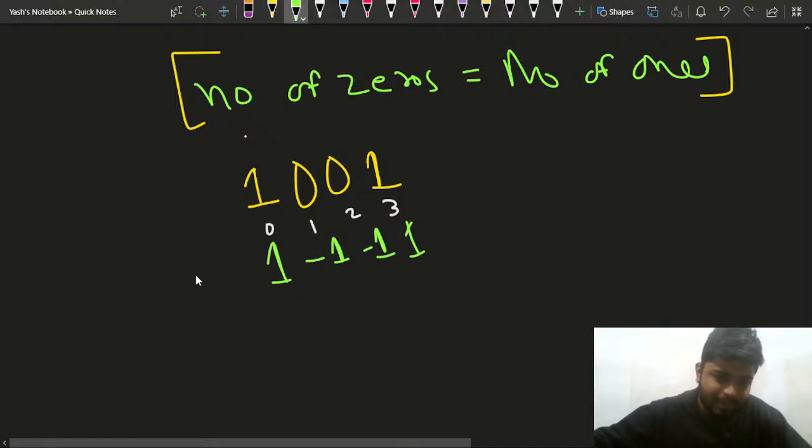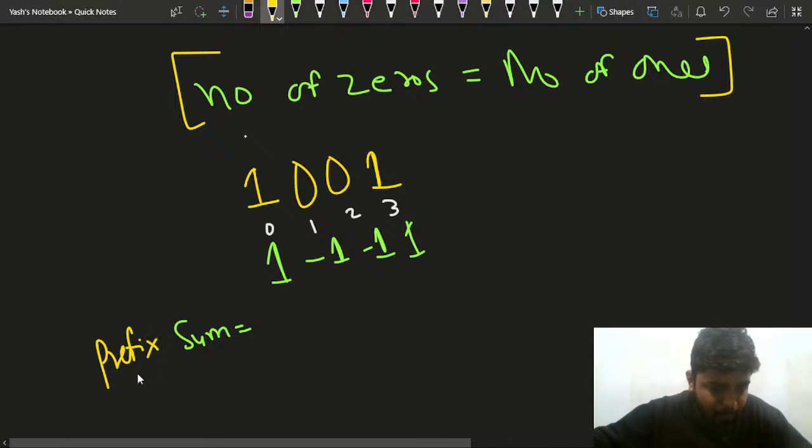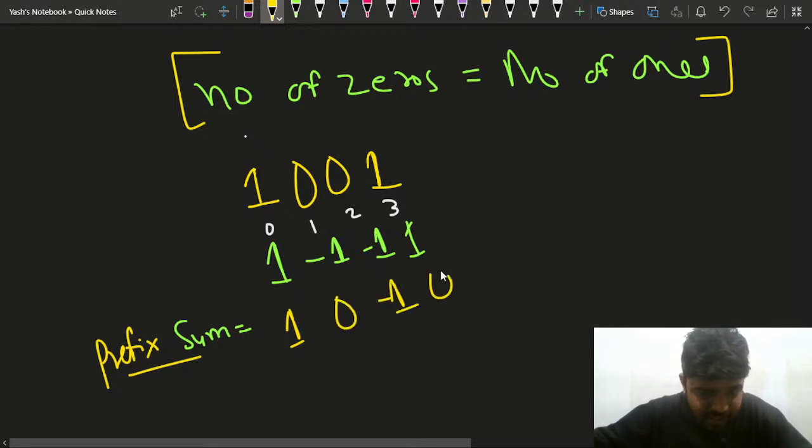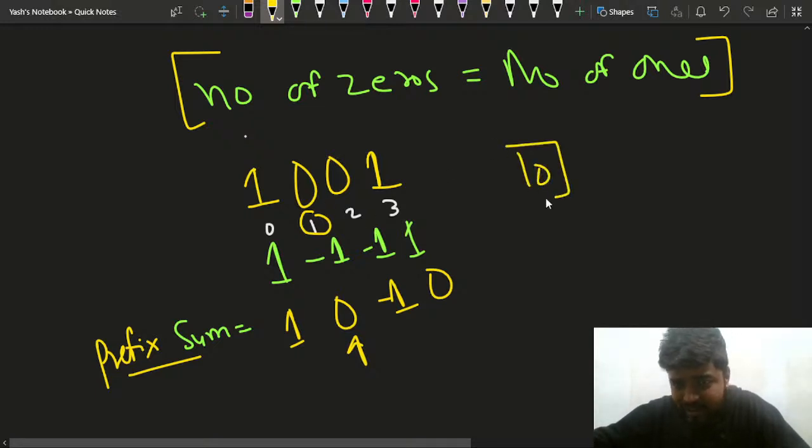So what is my prefix sum here? Here it is 1, here the prefix sum is 0, here the prefix sum is -1, and here the prefix sum becomes 0 again. So if I am getting a prefix sum of 0 at index 1, with 0-based indexing, that means I could have gotten a subarray ending at index 1, so that would have been an option for me.